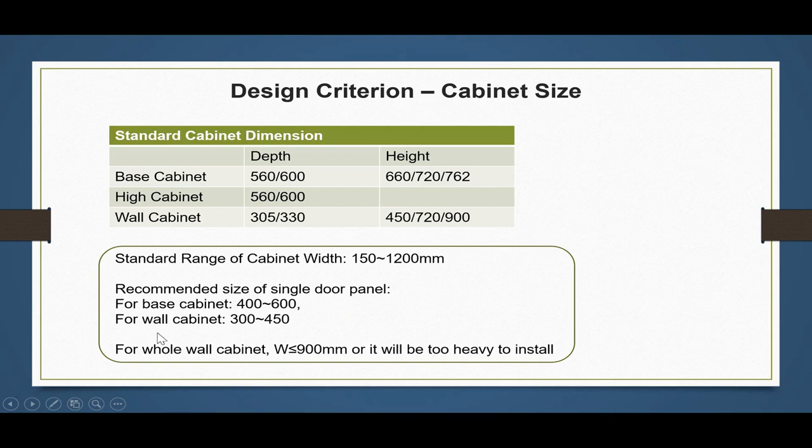And for the whole wall cabinets, we recommend designing the height to be less than or equal to 900, or otherwise it will be too heavy to install. It will be too heavy to carry, too heavy to nail onto a wall, things like this. So always consider: is it easy for installation? If not, maybe adjust the design.